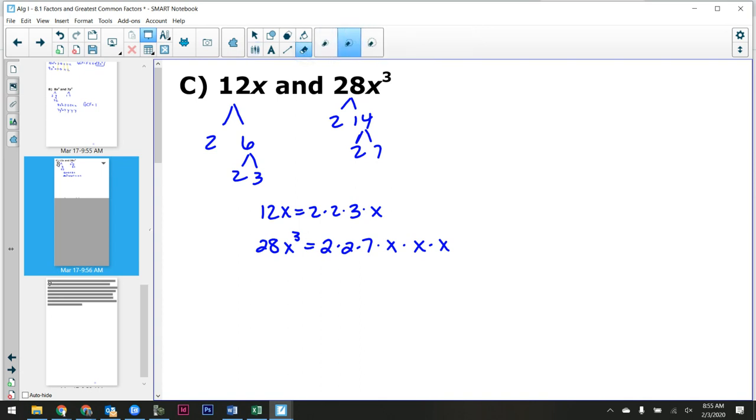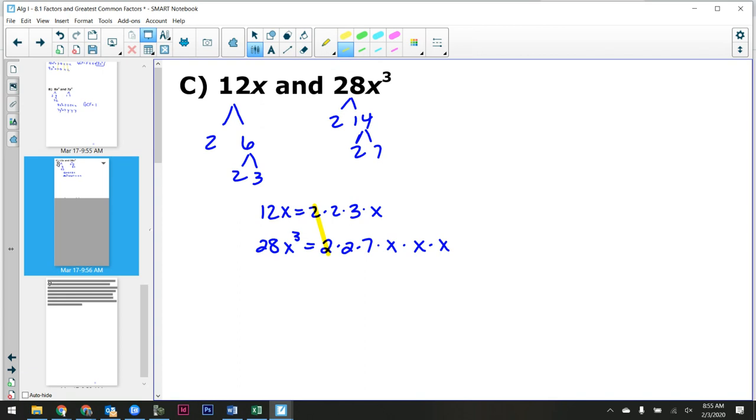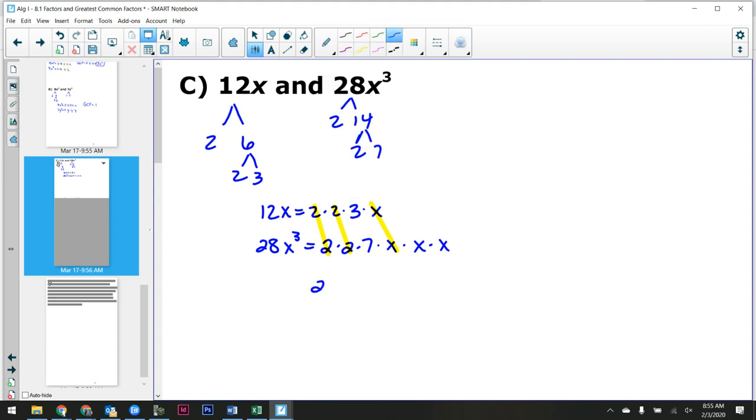Okay, now, not an eraser, highlighter. We want to go, okay, here, common factors, and then one set of x's, right? Anything else they don't share. So that means we get 2 times 2, here's my GCF, 2 times 2 times x, in other words, 4x.